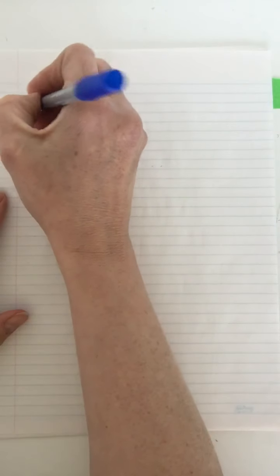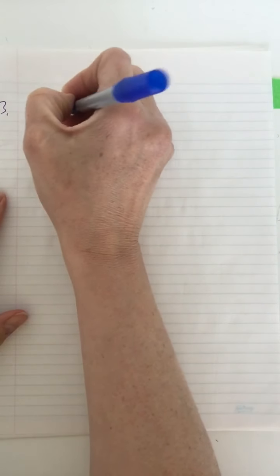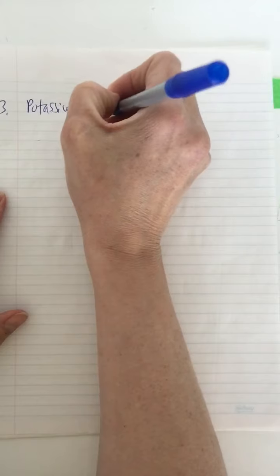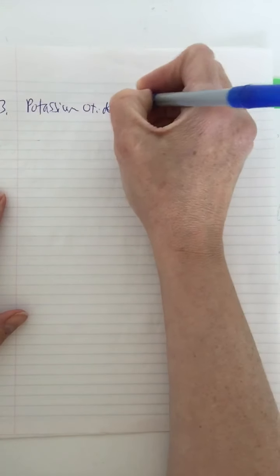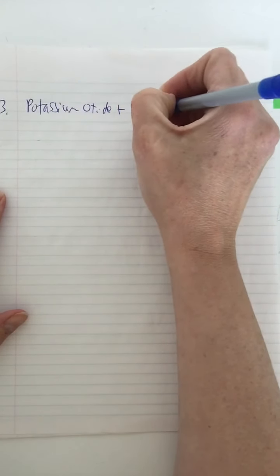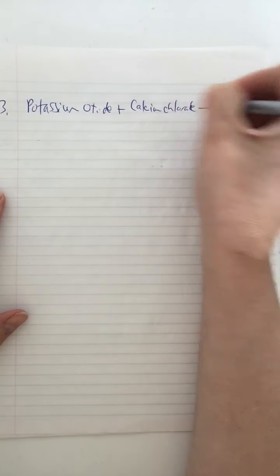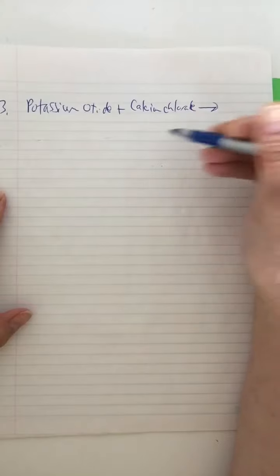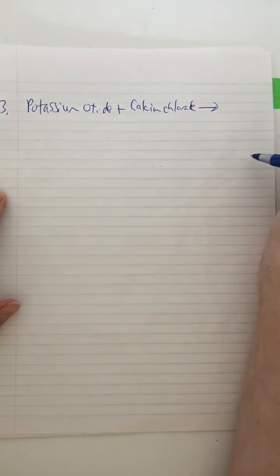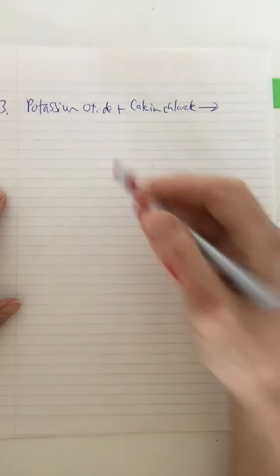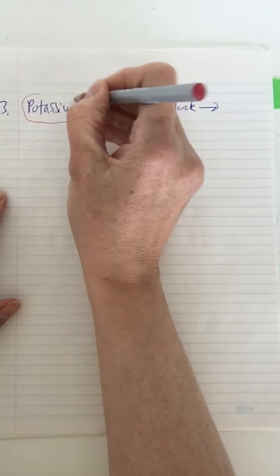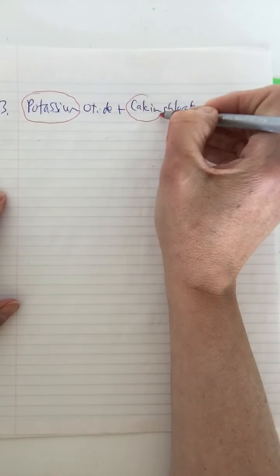So number 3, potassium oxide plus calcium chlorate yields what? Well, I'm going to have to write the second line down here because it's a lot of words. So when I look at this, it's a double replacement, right? This is A, B, C, D. So I know that potassium's a metal, so I'll circle that. And I know that calcium's a metal, so I'll circle that.